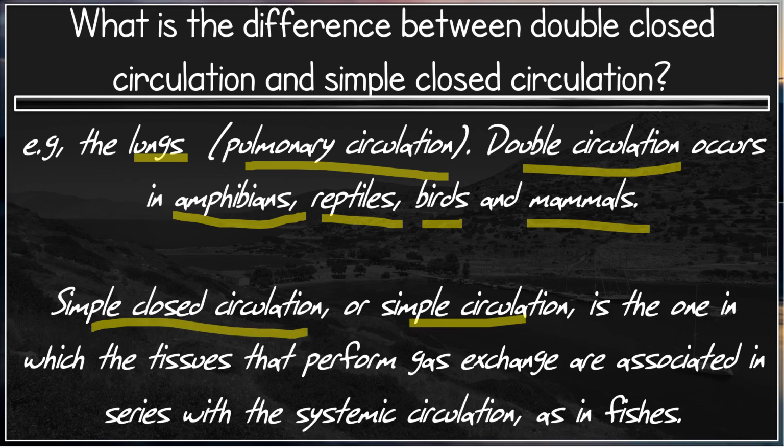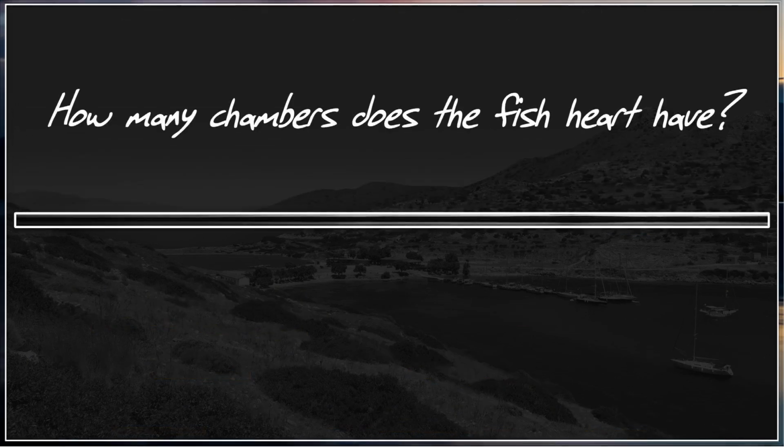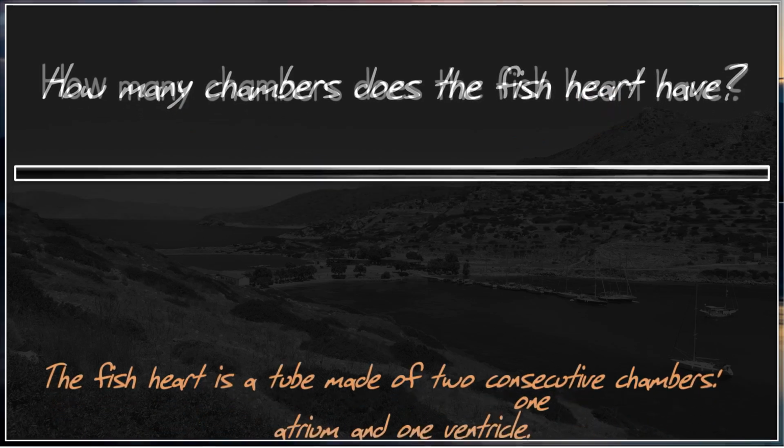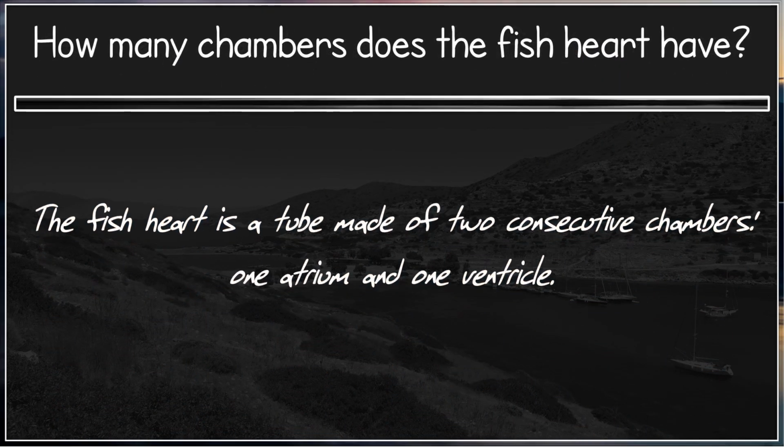Simple closed circulation, or simple circulation, is the one in which the tissues that perform gas exchange are associated with the cells of systemic circulation, as in fish. How many chambers does the fish heart have? The fish heart is a tube made of 2 consecutive chambers, 1 atrium and 1 ventricle.